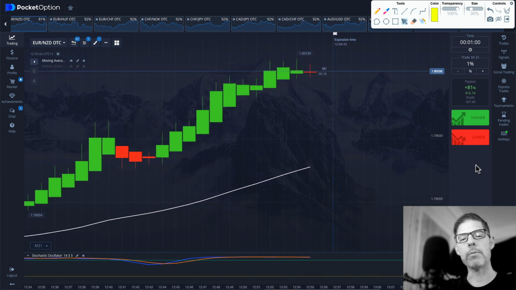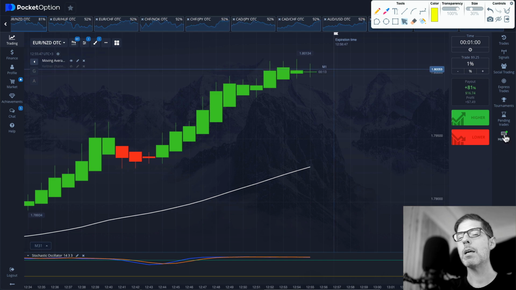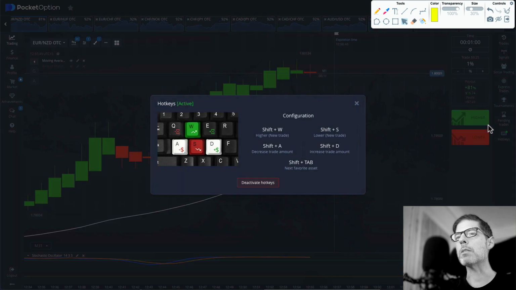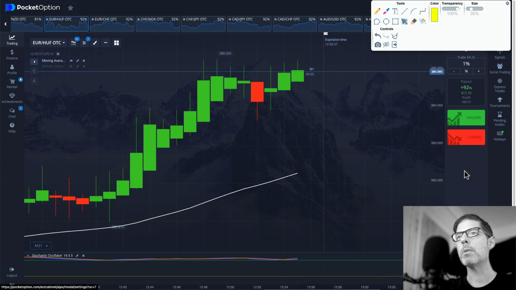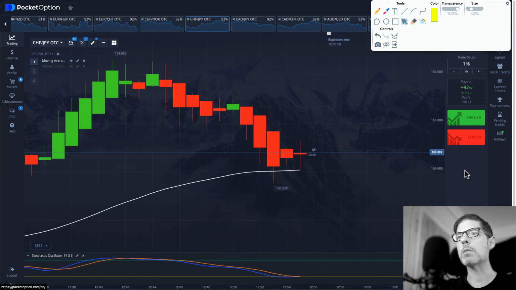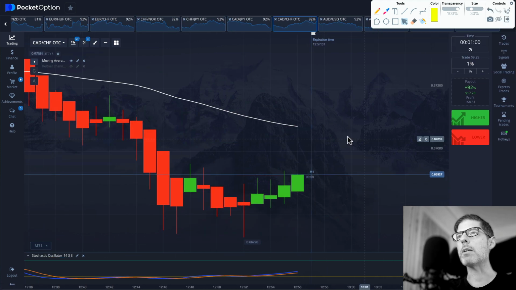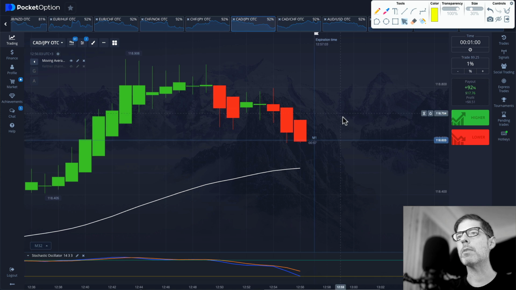So let's go ahead and flip through the different assets. And I'm doing that by using the hotkeys. See, a lot of people don't know about the hotkeys in Pocket Option. Once you activate these, you can use Shift and Tab on the keyboard to quickly browse through the different assets. Look at that, how simple that is. So fast. And this looks pretty good right here.